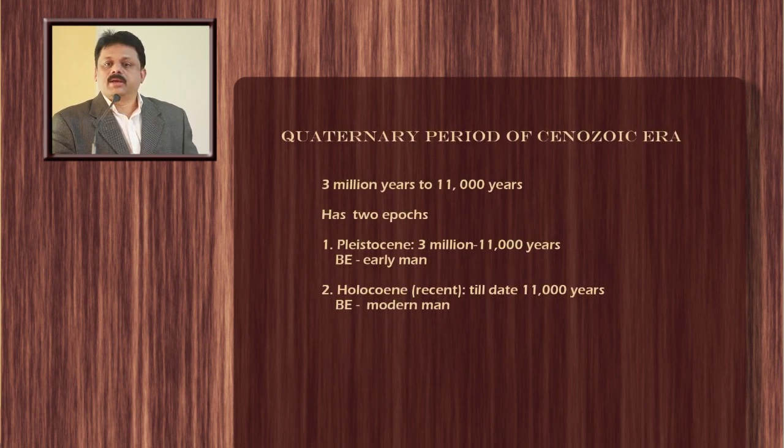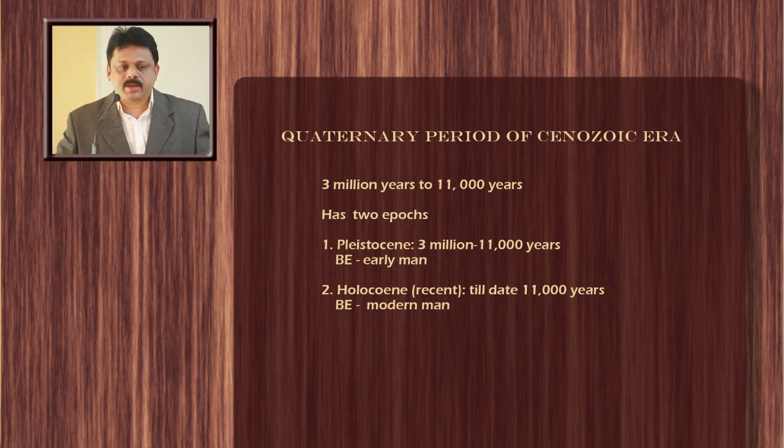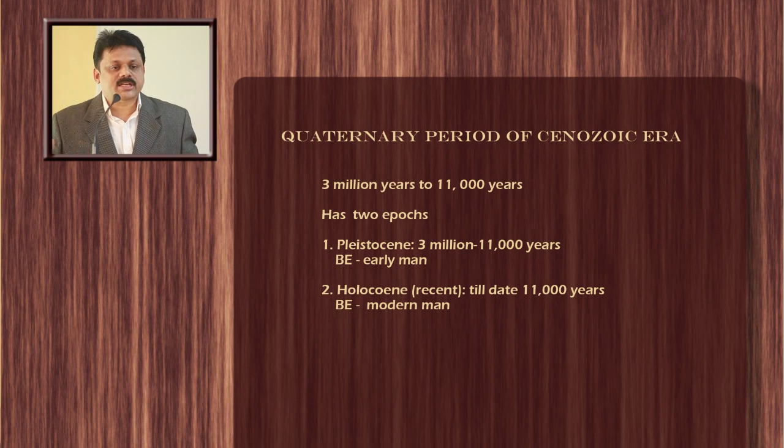The second period of the Cenozoic era is the Quaternary period. The Quaternary period also has been divided into two epochs. The Quaternary period is between 3 million to 11,000 years before present, and the two epochs under the Quaternary period are the Pleistocene epoch and the Holocene epoch.